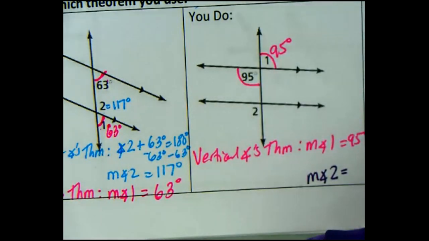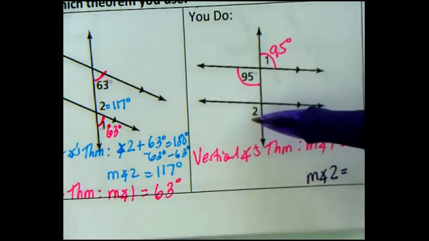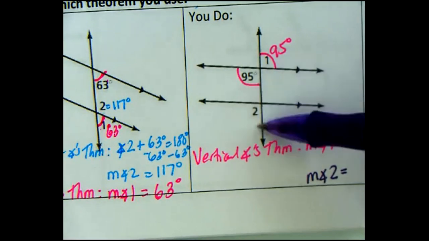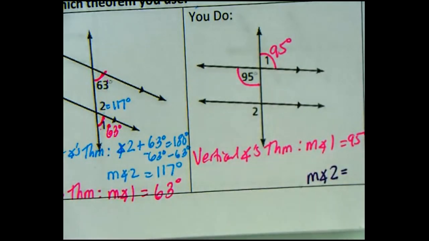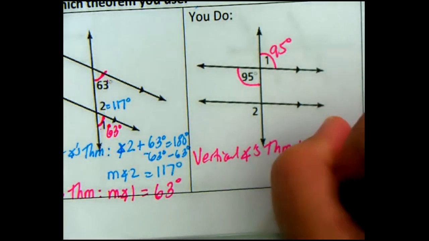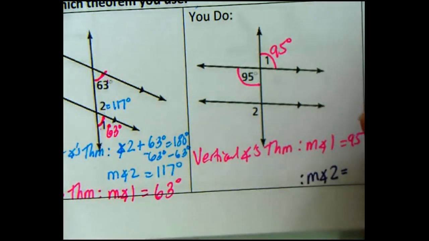Okay, so does that mean that they're congruent, or does that mean that they're supplementary? Congruent? Okay, so if angle 2 is congruent to this angle, then what's the measure of angle 2? Congruent means the same.